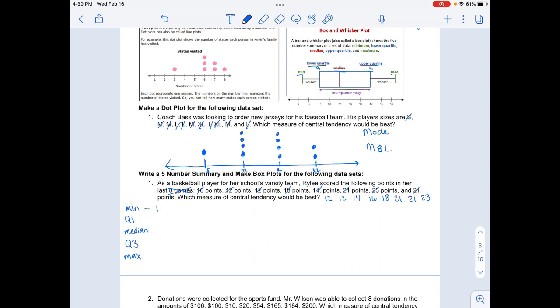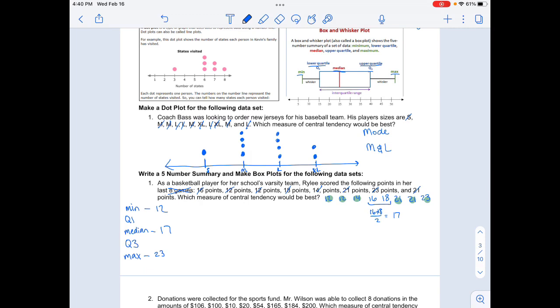So my minimum, smallest number, easy, 12. My maximum, biggest number, 23. My median, like our last lesson, we will count in pairs. Notice these are sharing the median spot, so you find the average. That is equal to 17.